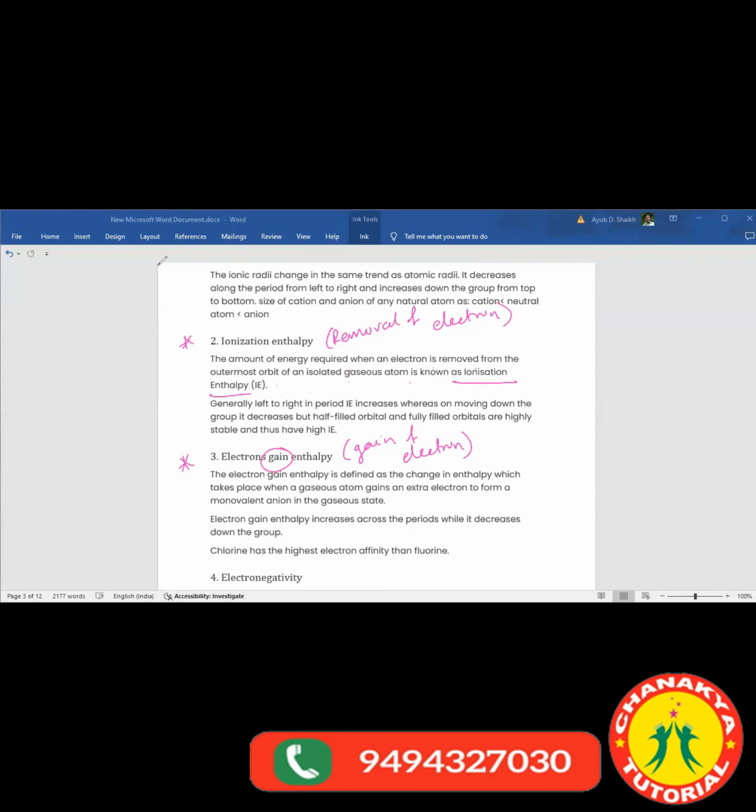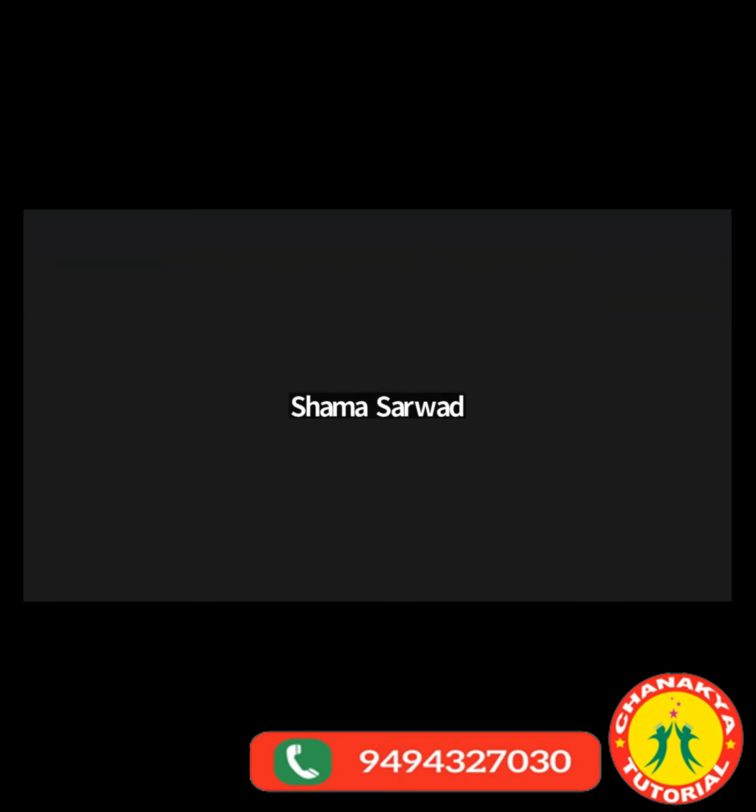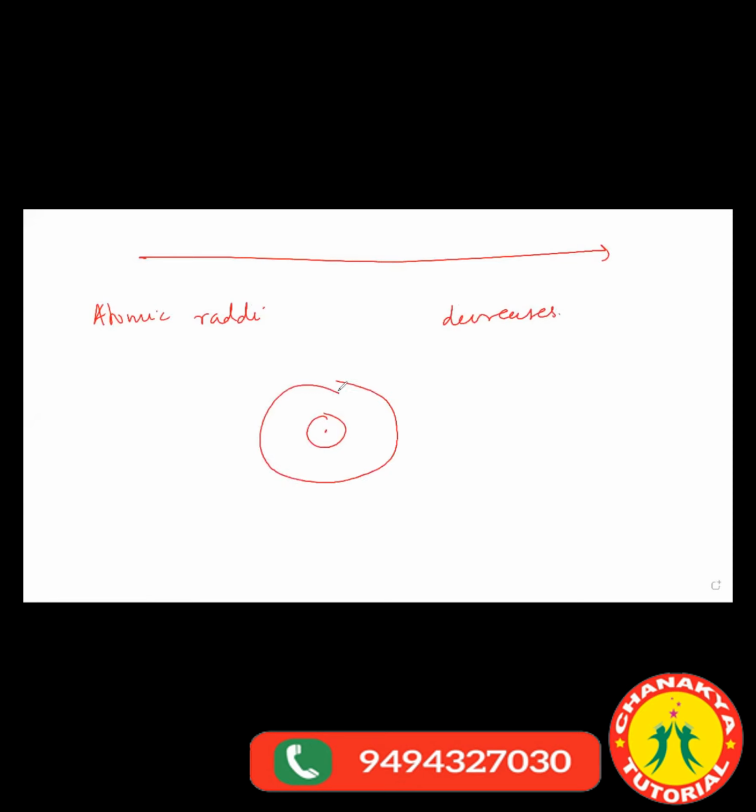Okay, wait. I'll explain this part again, it's very interesting. Now here, in a period, what do you know about the atomic radius? In a period, when I move left to right, the atomic radius decreases, correct? It means the distance between the nucleus and the outermost shell also decreases. This distance decreases, correct? It means the electrons go more and more closer to the nucleus, into the influence of the nuclear charge.